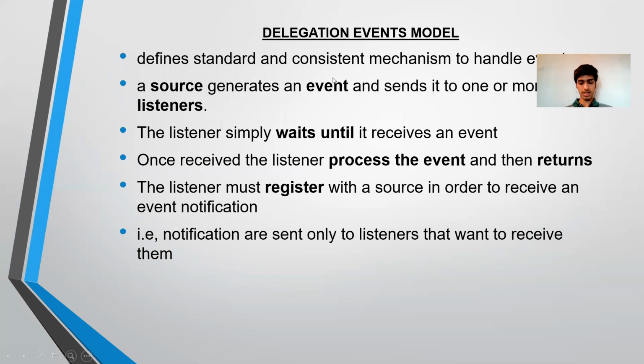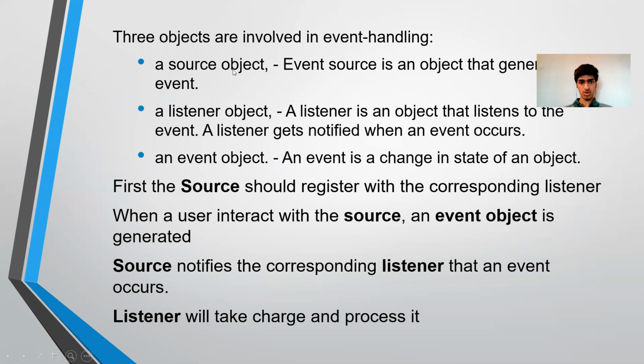The delegation event model contains mainly three objects: the source object, the listener object, and the event object. The event source is an object that generates the event. Next, the listener object: a listener is an object that listens to the event. A listener gets notified when an event occurs. And the event object: an event is a change in state of an object.